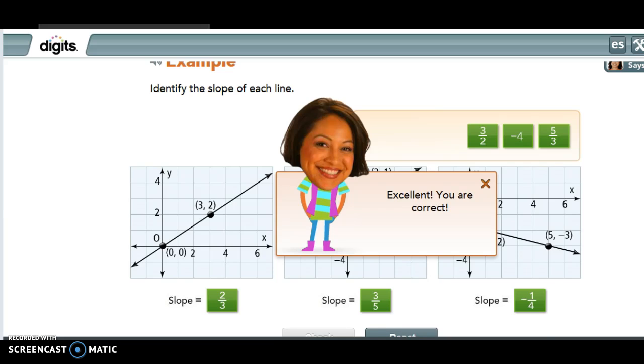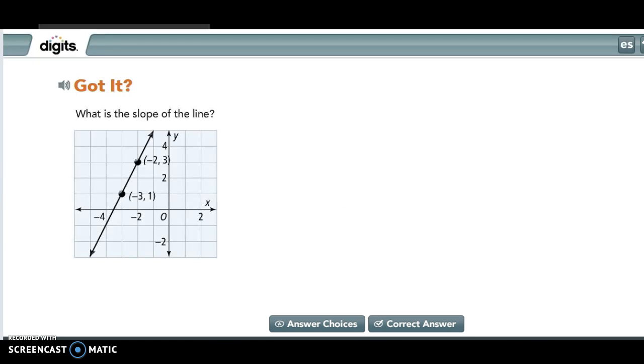Alright, so now we're going to go ahead and move on to your got it question. It says, what is the slope of this line? And they give you the 2 points, so you can always just check with your rise over your run. So how many spots did you go up? 1, 2. So your y is 2. And then how many spots do you go over? Which is 1, and it's a positive direction 1, so 2 over 1, meaning your slope is 2. So the correct answer, your slope is equal to 2.